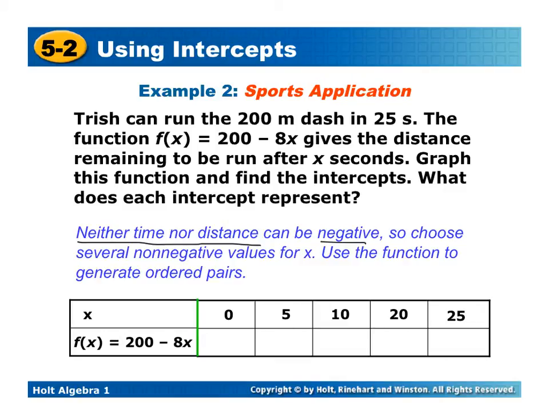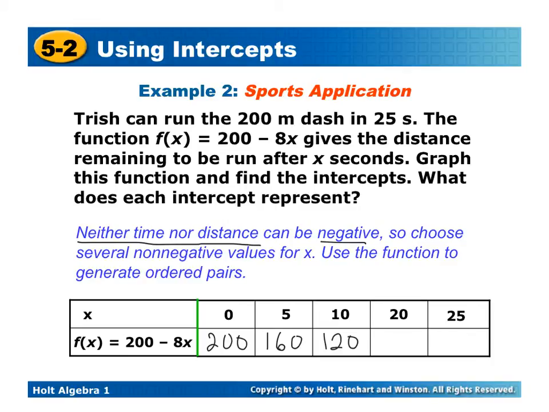Well, when the time is 0, she still has 200 meters left to run. After 5 seconds, we would do 8 times 5, which is 40. So she would have 160 because we would have done 200 minus 40. At 10 seconds, she would have run 80 meters already. So 200 minus 80 gives us 120.